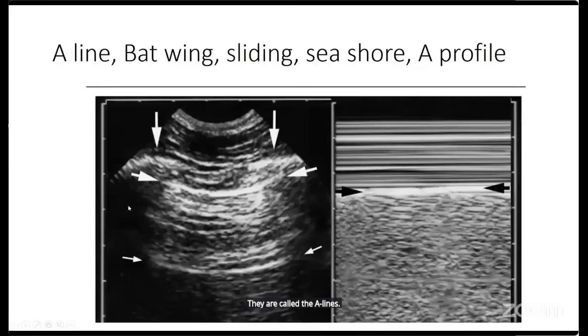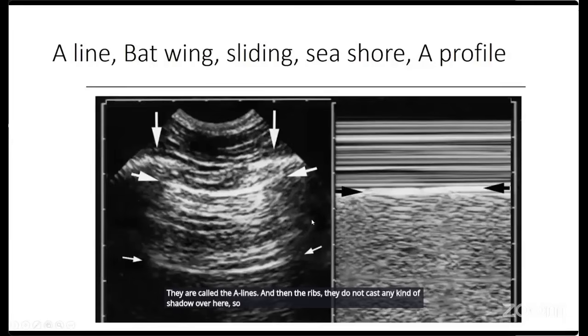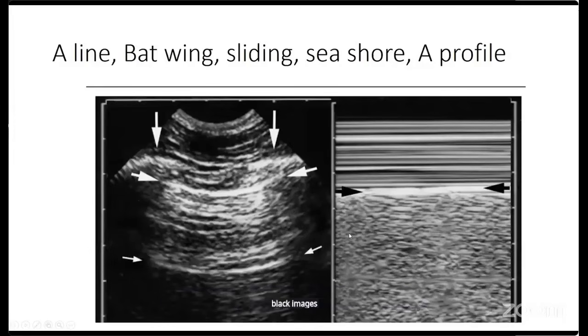And then the ribs, they do not cast any kind of shadow over here. So you can see 2 black images on the lateral sides. This gives you a typical batwing appearance. So with the sliding sign, this is what the normal lung looks like.